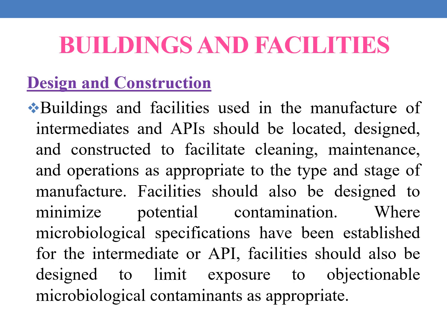First, coming to buildings and facilities, design and construction. The buildings and facilities used in the manufacture of intermediates and API should be located, designed and constructed to facilitate cleaning, maintenance and operations as appropriate to the type and stage of manufacture. Facilities should also be designed to minimize potential contamination where microbial specifications have been established for the intermediate or API. Facilities should also be designed to limit the exposure to objectionable microbial contaminants as appropriate.